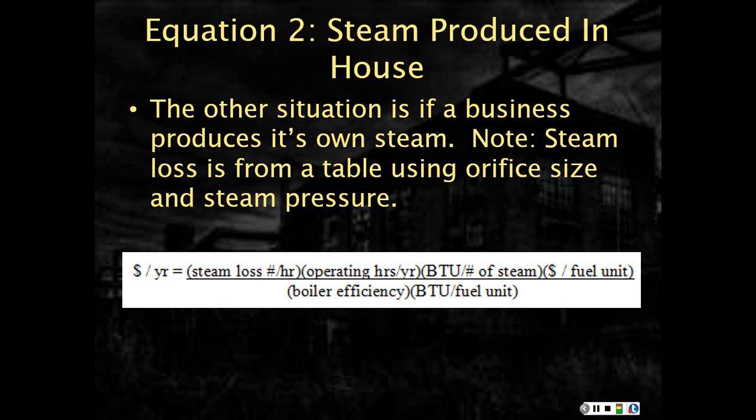I need to know the cost of my fuel, so if I'm making steam with natural gas, it's going to be cost per CCF or cost per therm or cost per MCF. I divide all this by my boiler efficiency and the number of BTUs located in that fuel type. So if it happens to be therm, it's going to be 100,000 BTUs per therm.